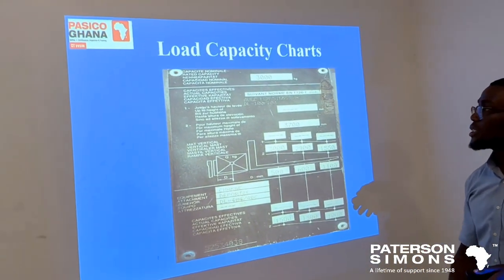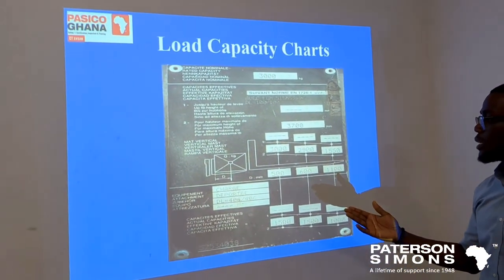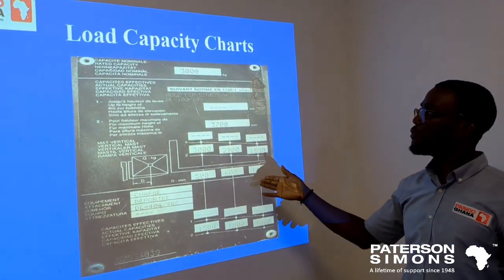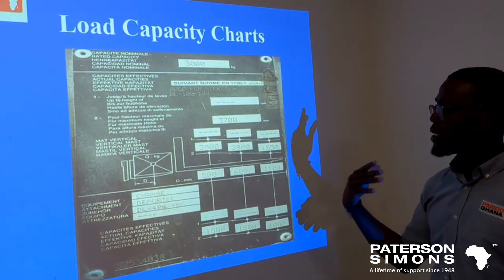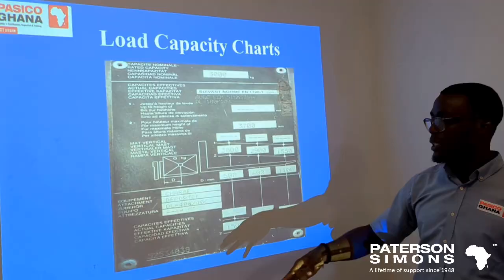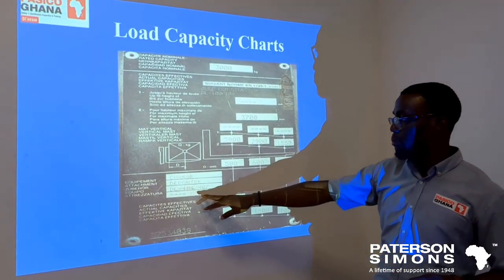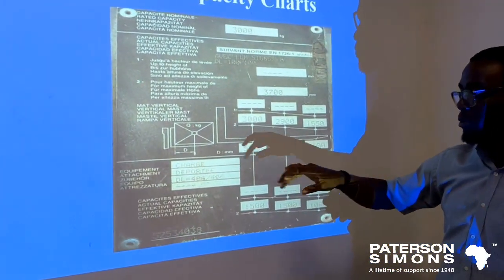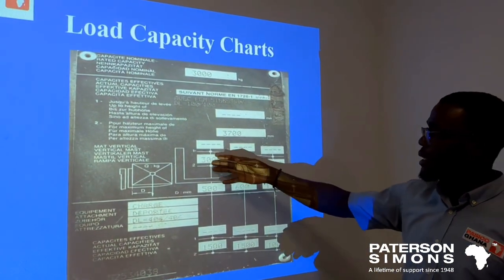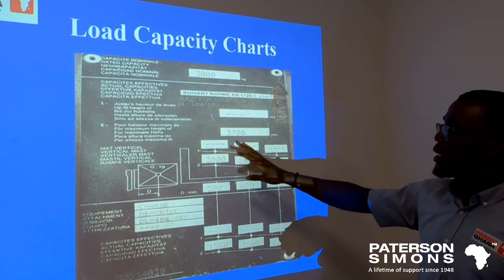So this is another load chart for another manual forklift. What makes this load chart different from the previous one is that this time around we've been given the load capacity chart if there should be an attachment on the forklift. So this is the capacity of the forklift when there's no attachment on it.